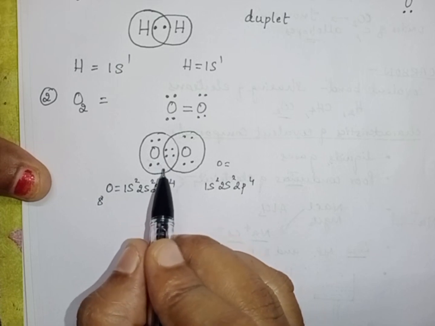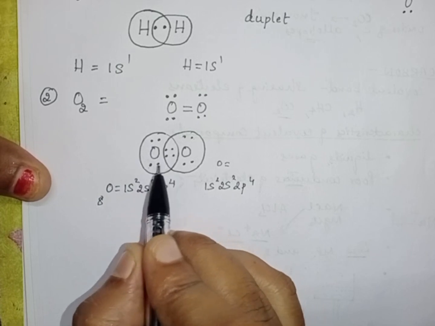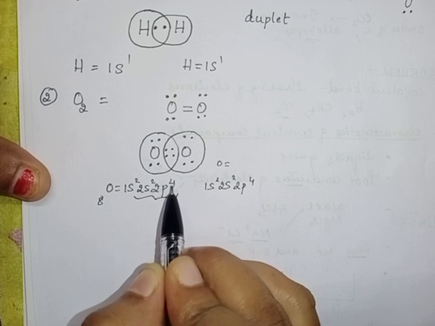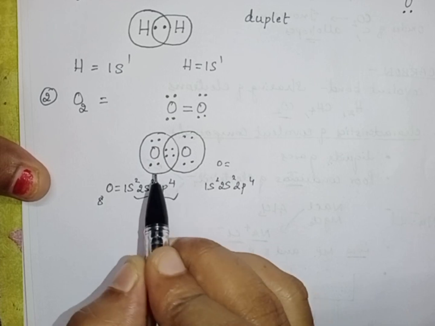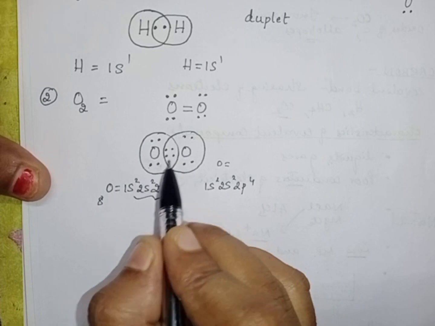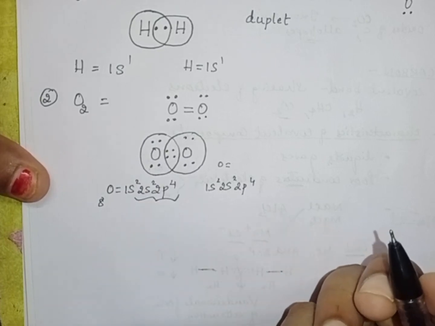So it will share 2 electrons. See, 1, 2, 3, 4, 5, 6. Already 6 is there in the valence shell, 2 plus 4, 6. It requires 2 more, so it will share 2 more. After sharing, it will get all 8 electrons, an octet.